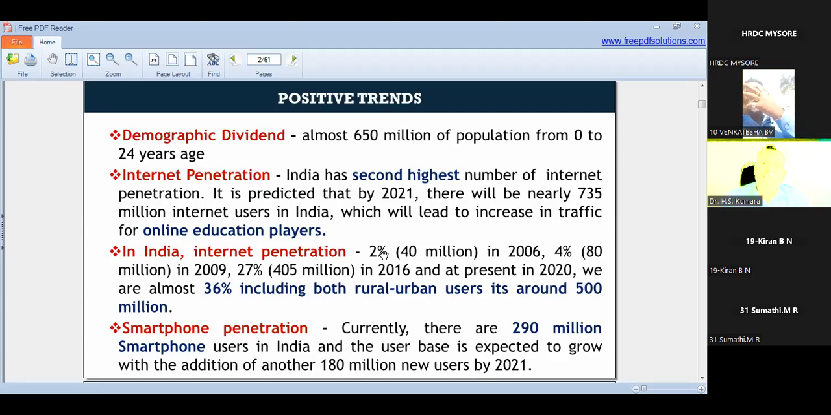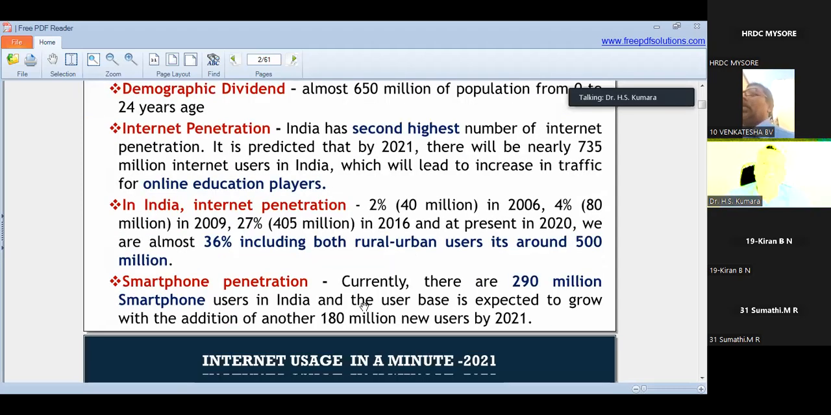Then also smartphone penetration. Currently there are 290 million smartphone users in India, and an addition of 180 million new users by 2020. Every year, when we take the new data set, we will come to know the percentage of increase in smartphones. So these were some of the positive trends focusing on online education.